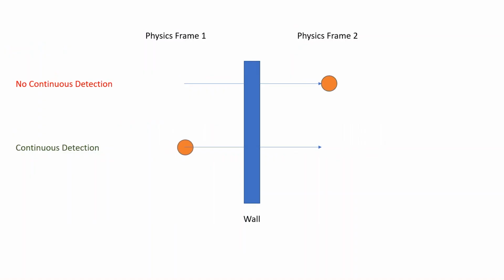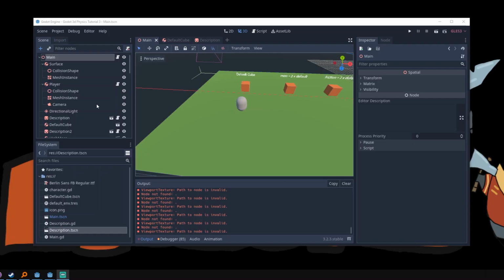Continuous collision detection is for better collision detection for fast objects to prevent them from phasing through one another. Contact monitor is to allow for collision detection.